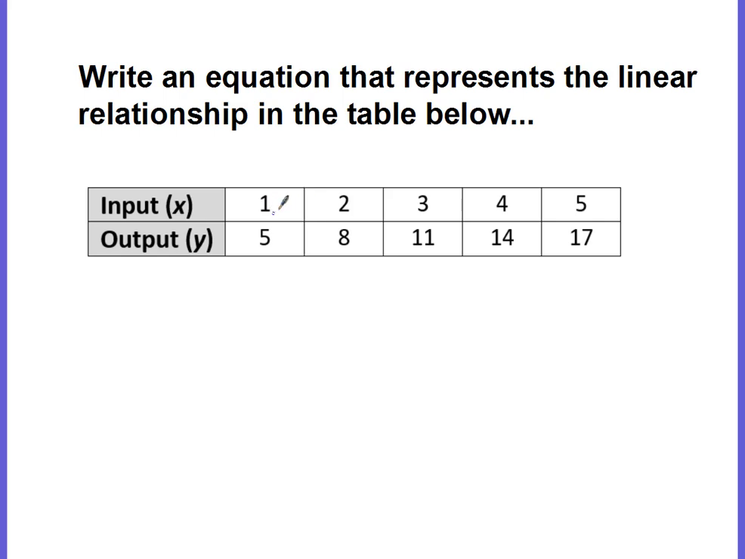Let's see. I know I'm getting larger because I'm going from the input to the output, so I could add 4. But when I add 4 to 2, it gives me a 6, not an 8. So addition doesn't work. So let's try the multiplication. I can multiply 1 times 5 to give me 5, but when I multiply 2 times 5, I get 10, not 8. So that doesn't work, does it? That's because this is a two-step linear relationship where you're going to have both multiplication and addition.